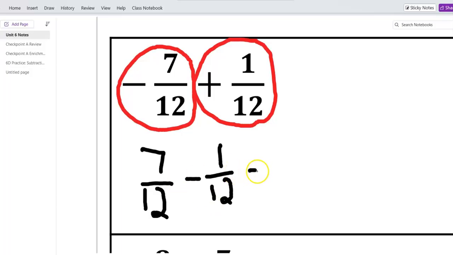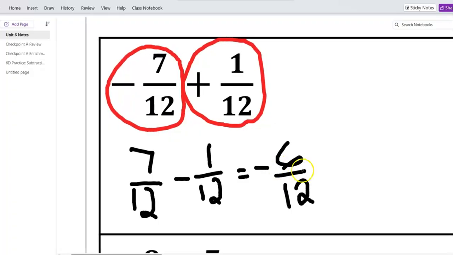So if I subtract these, we're going to get 6/12. And keep the sign of the higher number, then you'll be exact. The higher number was 7, or I guess higher as in further from 0, higher absolute value. And so we will keep the negative with it.